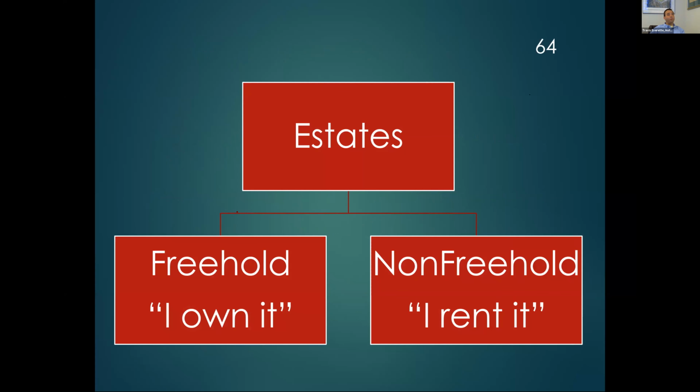Now we use a fancy terminology to refer to that. Ownership is called a freehold estate or a freehold interest. Freehold means what? I own it. I have some type of ownership. Maybe I own it by myself, maybe I own it with other people, maybe I own it for a limited amount of time. But if I see freehold, I know I can use the word what? Own. Not only is it an estate, but it's an estate where I own the thing. That's a freehold estate. And here's why that's important.